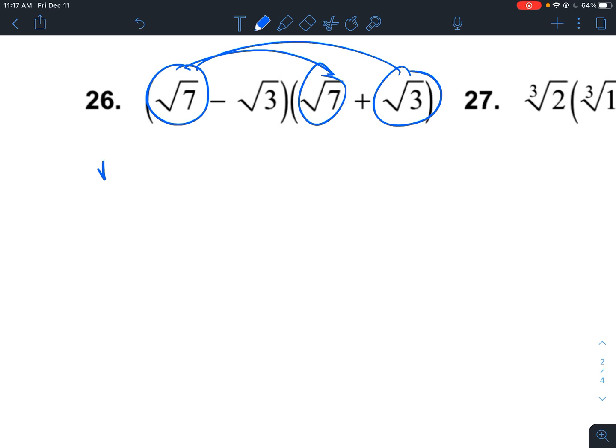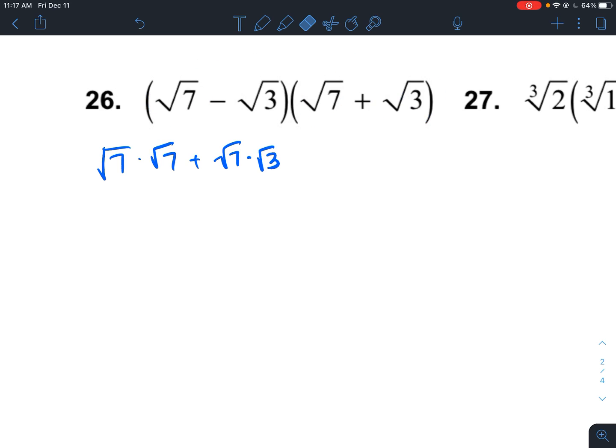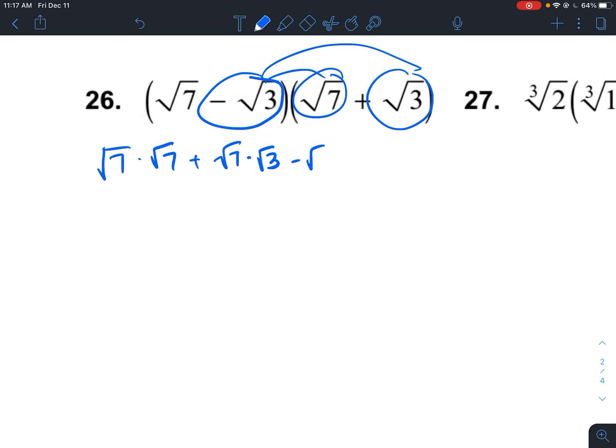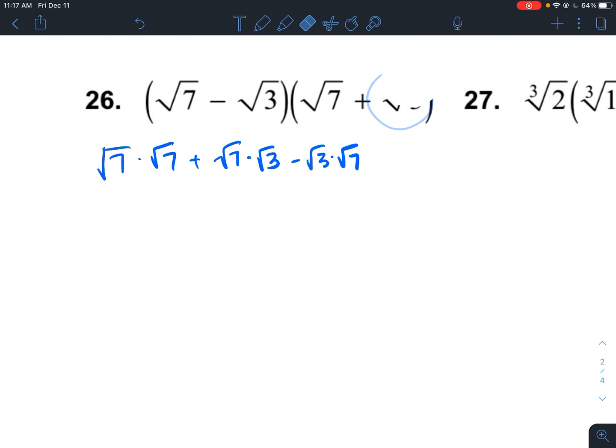So I have the square root of 7 times the square root of 7, plus square root of 7 times the square root of 3. Now I have to take this term and multiply it by both of these terms. So then I have minus square root of 3 times square root of 7. And then I have negative square root of 3 times positive square root of 3. So it's going to be minus square root of 3 times the square root of 3.